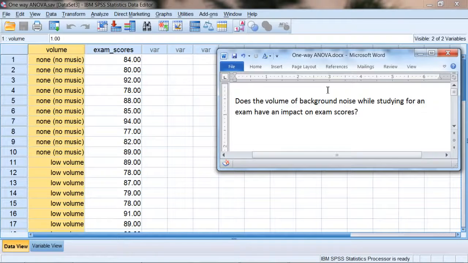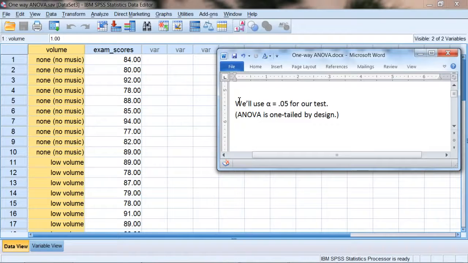So the one-way ANOVA will answer the question, does the volume of background noise while studying for an exam have an impact on exam scores? So we want to know, does volume make a difference? Do people do better in one or more conditions as compared to another? And we'll run this test using alpha 0.05. And it's worth noting as well that the ANOVA, unlike the t-test, which we could do a two-tailed test or a one-tailed test, the ANOVA really is one-tailed by design for our purposes. So we'll just be using a one-tailed test, but that's the way it's set up to be naturally.